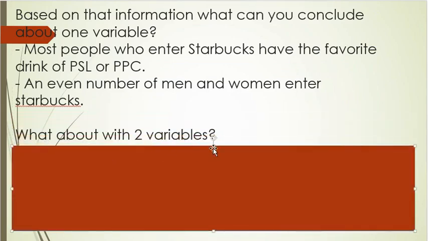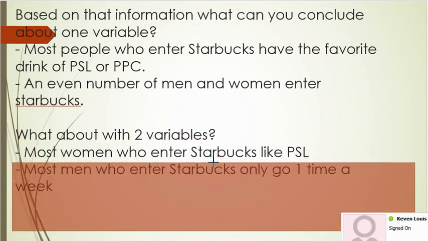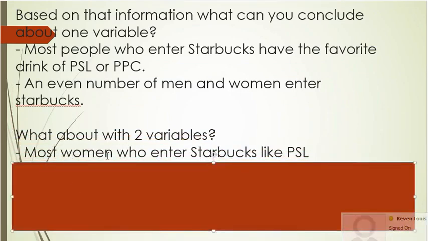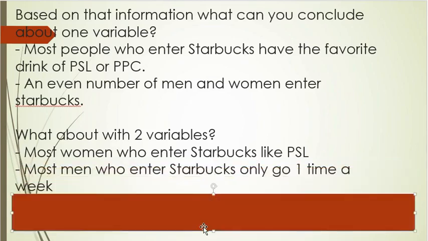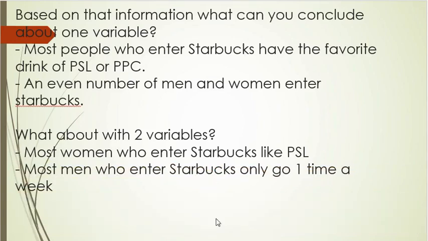Now what about 2 variables? So this means you're going to be using 2 different variables. So men and their favorite drink, or women and their favorite drink. Most women who enter Starbucks like pumpkin spice latte. Most men who enter Starbucks only go one time in a week.